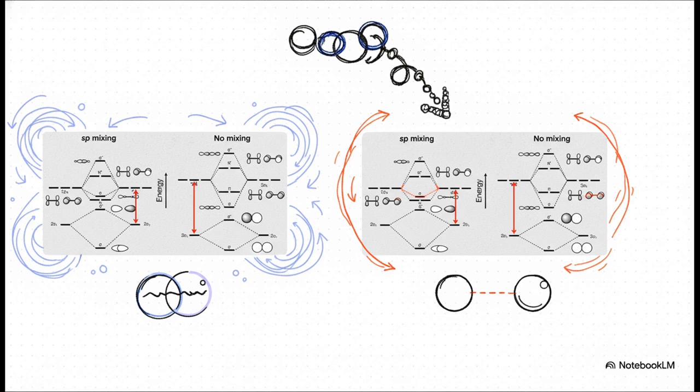That's for molecules like nitrogen, where you have a lot of this sp mixing. Notice how the pi bonding orbitals are actually lower in energy than the sigma one. Now look at the diagram on the right for oxygen, where there's almost no mixing. The order is completely flipped. The sigma orbital is now the lower energy one. It's wild. Same building blocks, but a totally different set of rules.